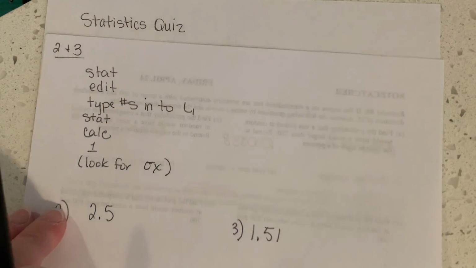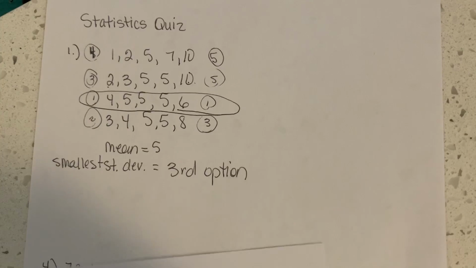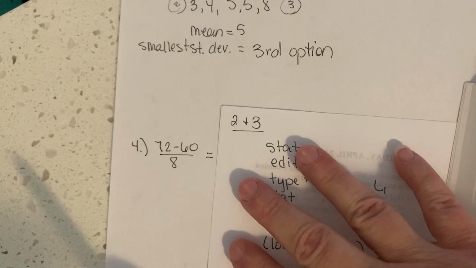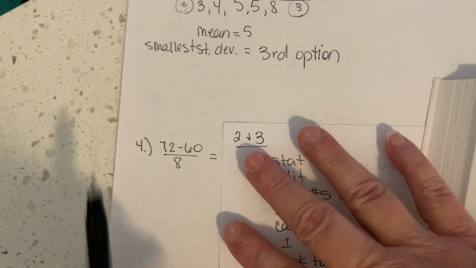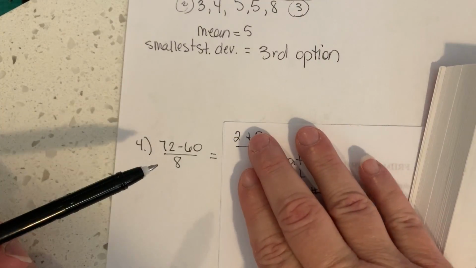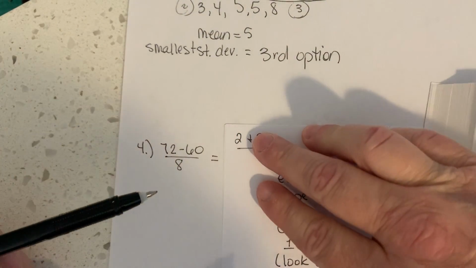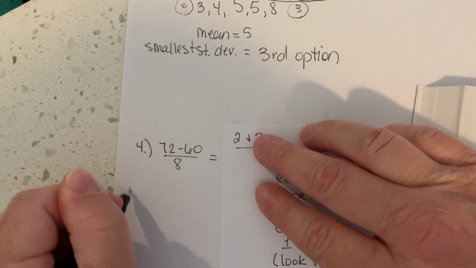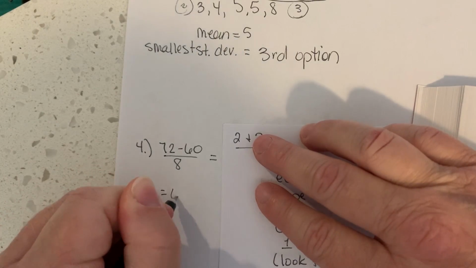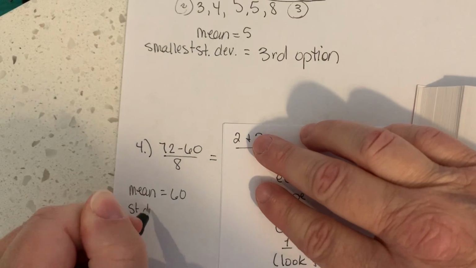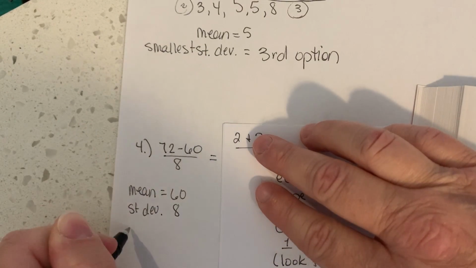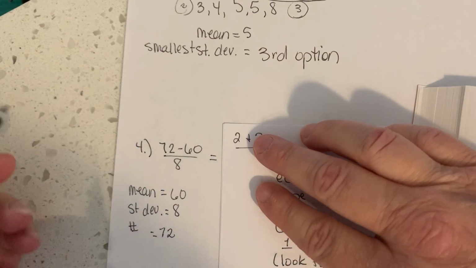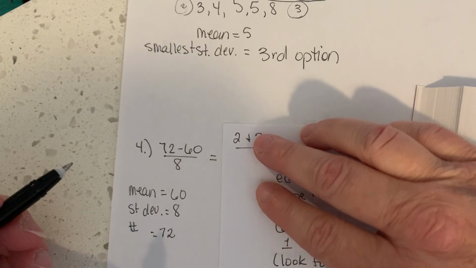All right, so then number 4, the last one. What we're doing here, if I could get this on the screen, is we're looking for the z-score. Remember, the z-score is simply the number. So it says that the mean is 60. The standard deviation is 8. And the number we're looking for is 72. We want to know what is the z-score for the number 72.